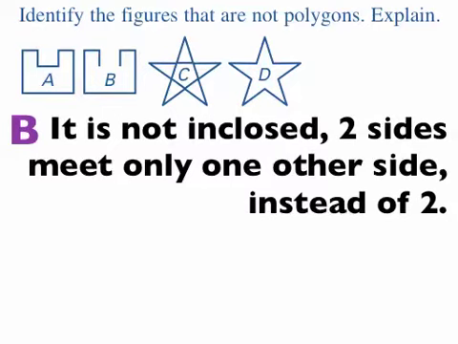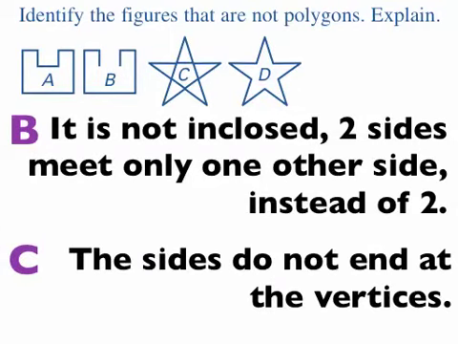Next, if you look at C, we have all straight sides. All of them are segments. However, notice that these segments are crossing each other and extending past where the 2 meet. Because in C the segments do not end at the vertices, C is not a polygon, and the reason is the sides do not end at the vertices. But if you look at D, which is very similar to C, that would be a polygon because all of the sides are ending at the vertices.